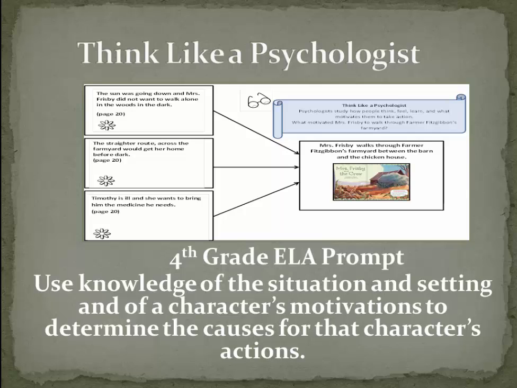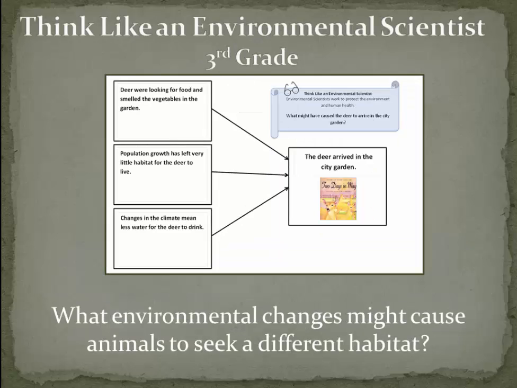The example here is from the 4th grade Open Court reading text, Mrs. Frisbee and the Crow. In this story, Mrs. Frisbee walks through Farmer Fitzgibbon's farmyard between the barn and the chicken house. For those of you who are not familiar with this story, it is a dangerous way for her to walk. This would be an engaging way to do a second or third read of the text, focusing on what motivated Mrs. Frisbee to take that route. Students would find evidence to support their claim as they filled out the one-sided multi-flow map.